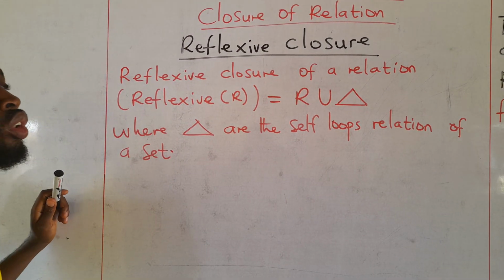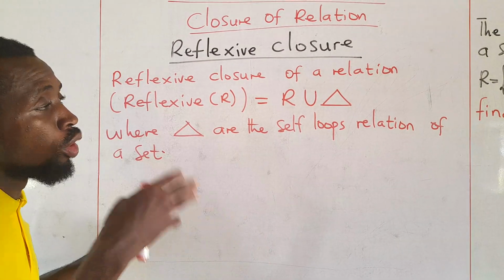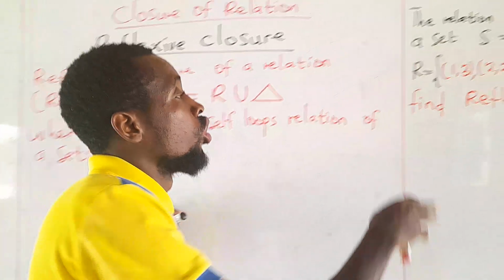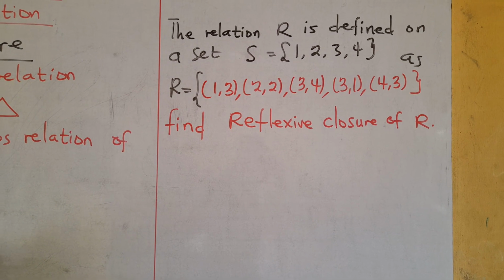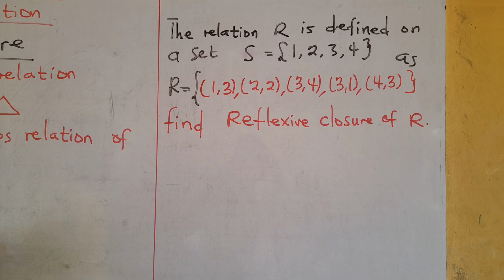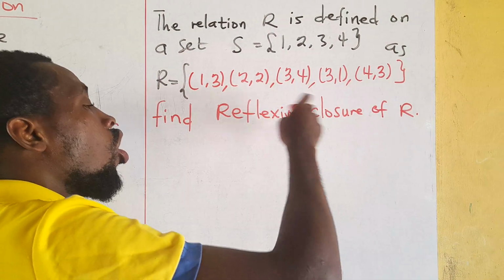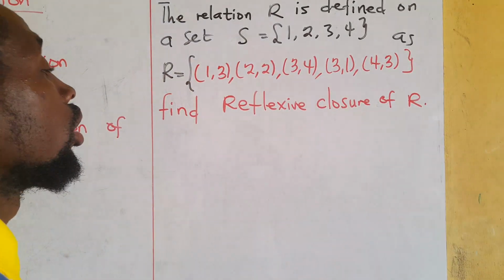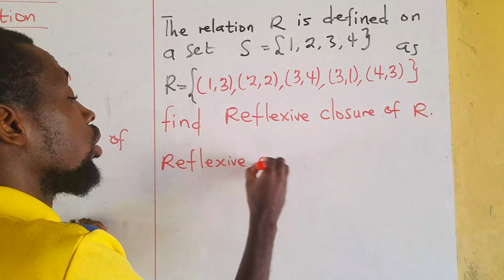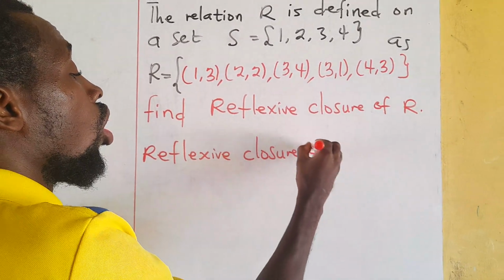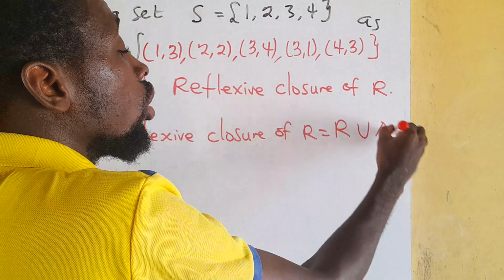So now how do we find the reflexive closure of a particular relation defined on a set? We say the relation R is defined on a set S equal to {1, 2, 3, 4} as R equal to the ordered pairs (1,3), (2,2), (3,4), (3,1), (4,3). We should find the reflexive closure of R. Remember we said the reflexive closure of R will be equal to R union delta.